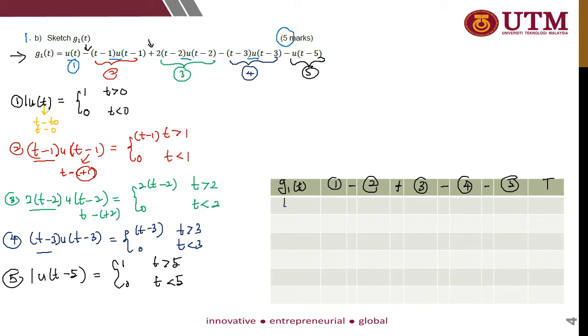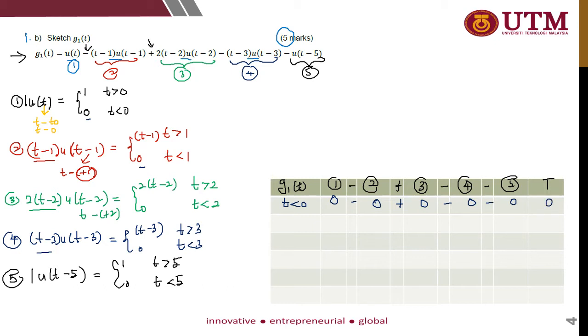At t less than 0, look at the component 1 magnitude. For t less than 0, the component 1 magnitude is 0. How about t less than 0 for the second component? Any value less than 1 is always 0. Same goes for the third, fourth, and fifth components. So in this case, all zeros. And don't forget the sign or the operation. So it will give you a total of 0.